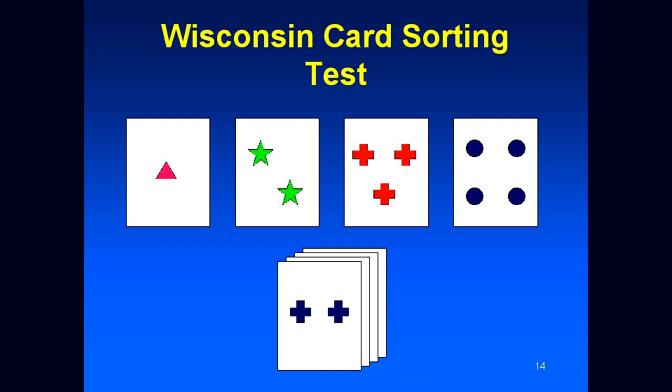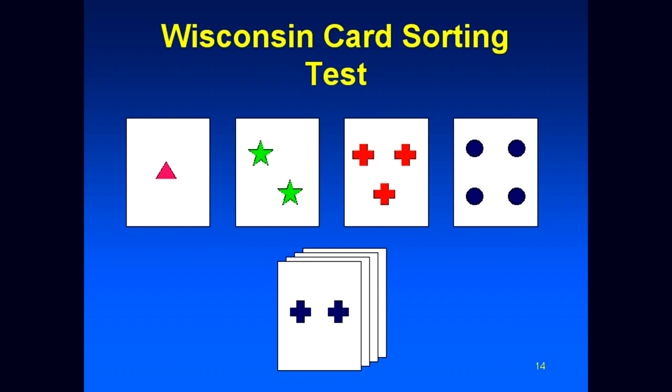So here's the sort of setup. The top row of cards, these would be what we call exemplar cards. And you can see there are a variety of different components. First, there are four different shapes. Next, there are four different colors. And then there are also different numbers of items on the card. So one, two, three, or four.